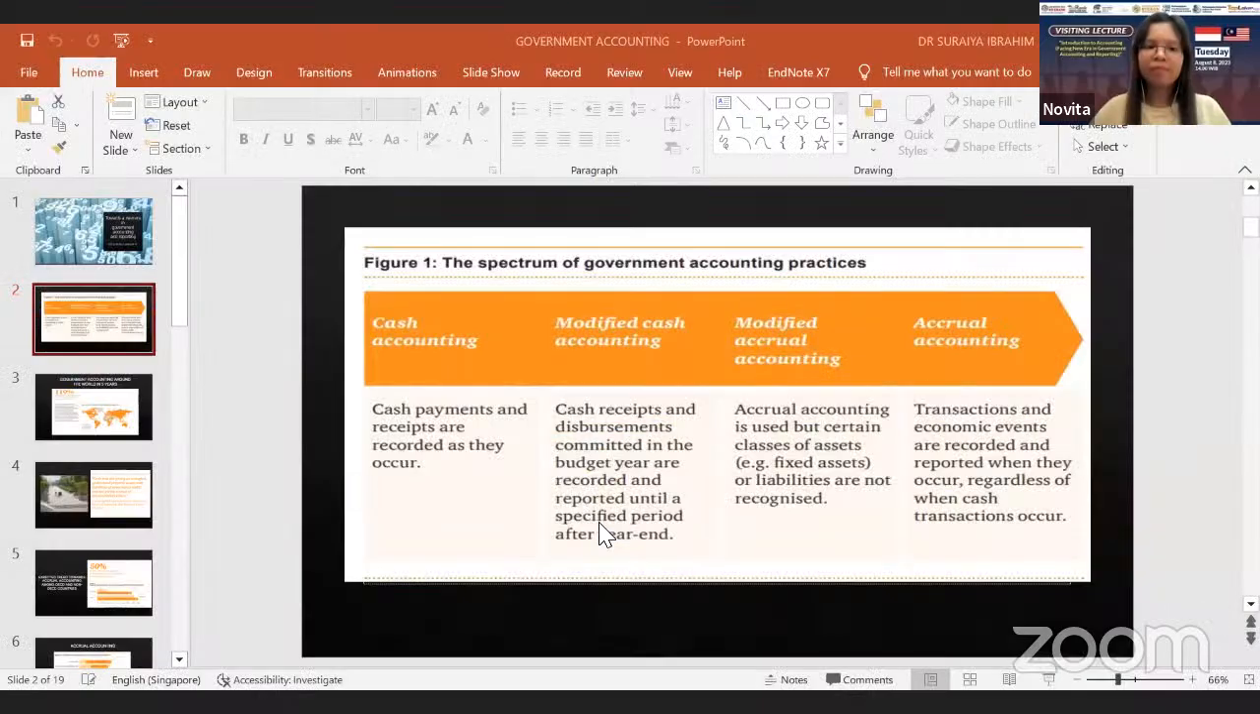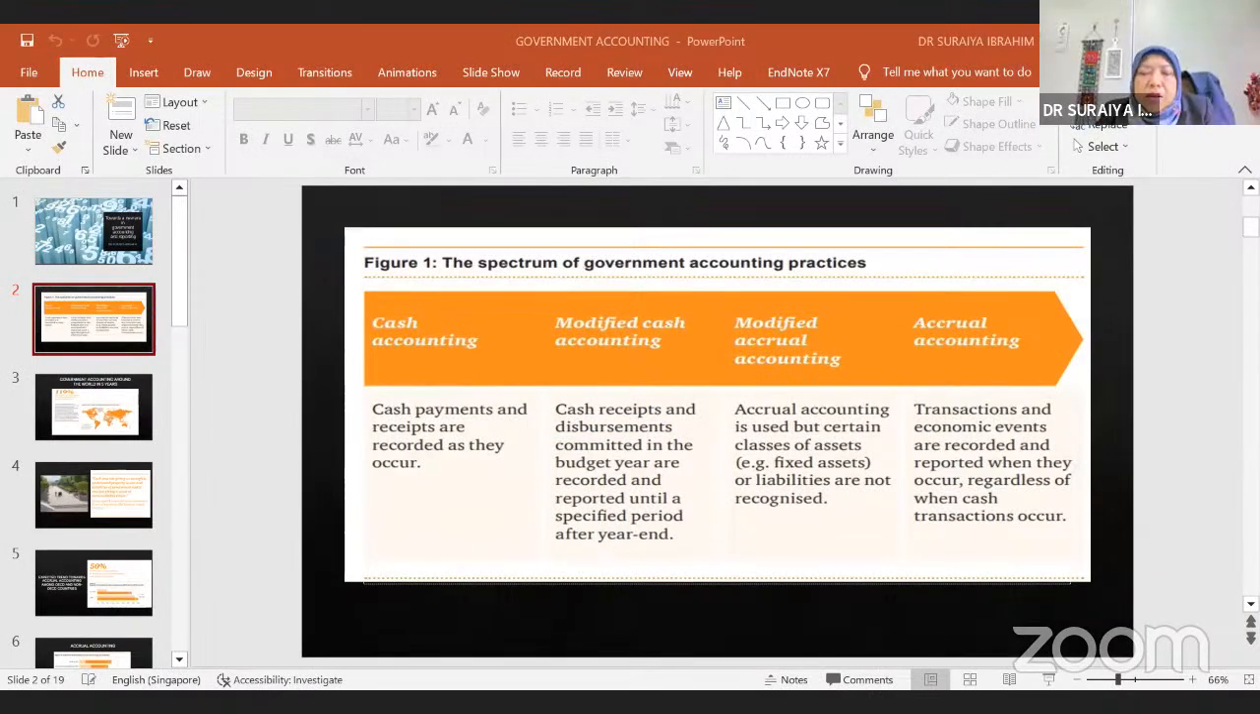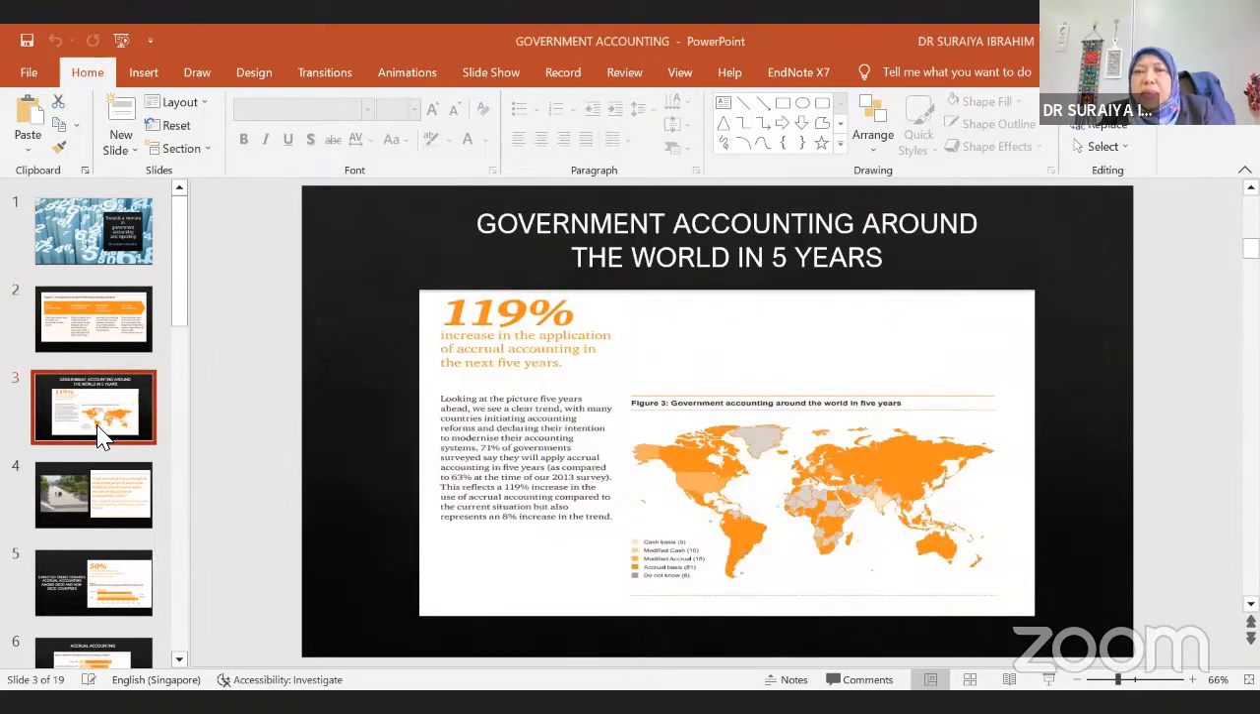Okay, sorry, my line is not that stable, but now I can look at this, right? So if you look into these four characteristics, government accounting around the world, in 5 years here, they have an increase of 119% in the application of accrual accounting in the next 5 years. That means accrual accounting is the most important and relevant to the government sector.